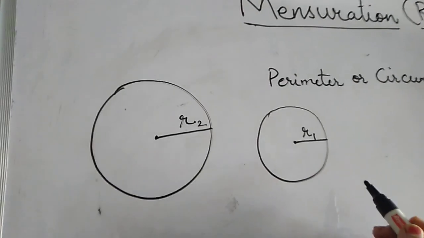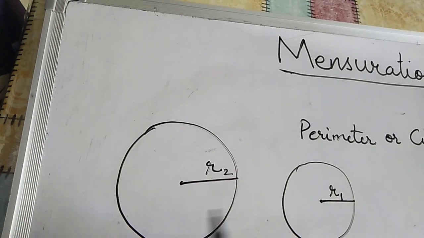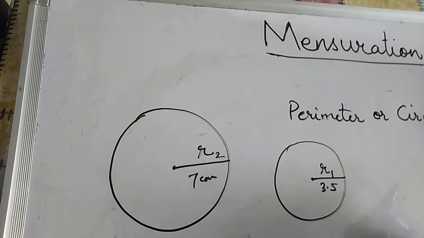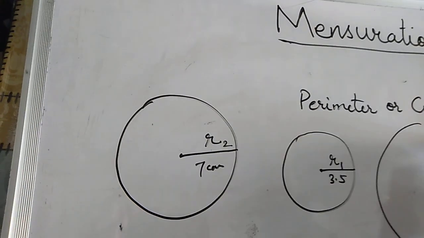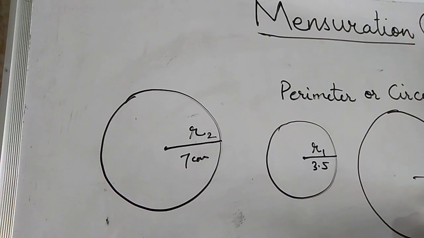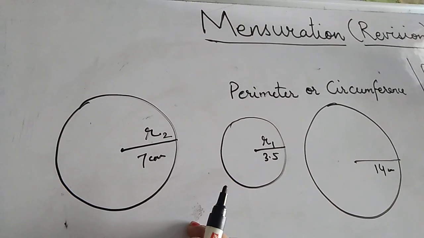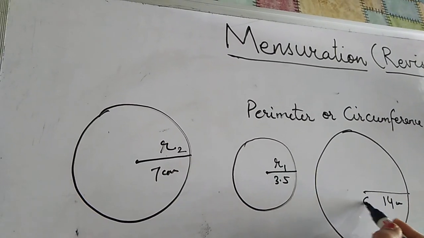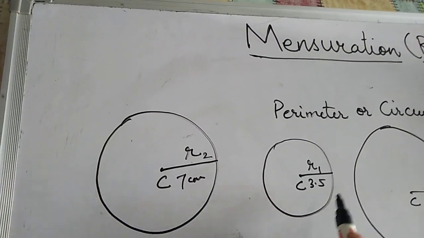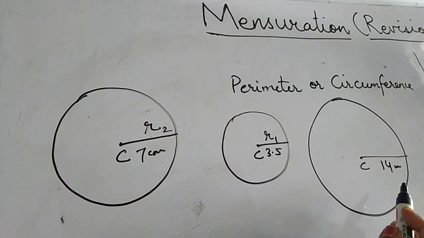You can also do this experiment. Take a radius of 7 centimeters, take another of 3.5 centimeters, take another circle of radius 14 centimeters. Draw three circles. With these, this is the center. C is the center, and the radii are 7, 3.5 and 14 centimeters.